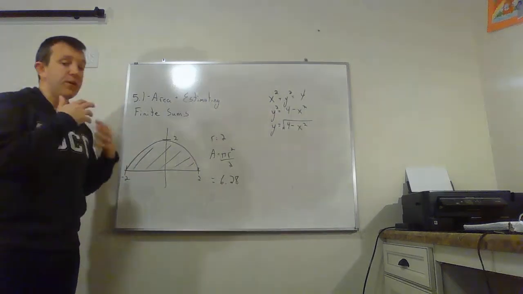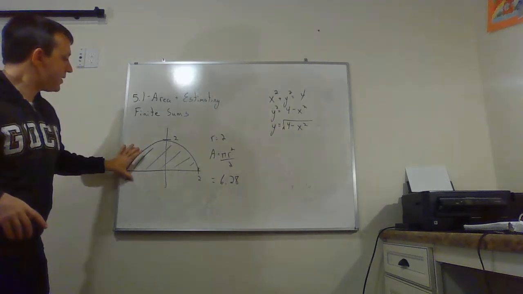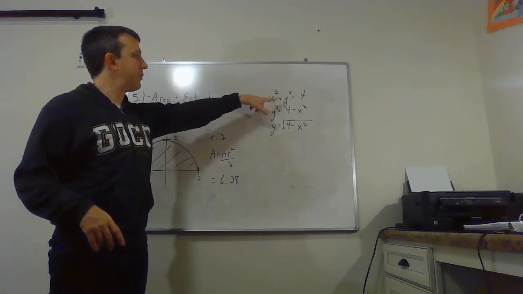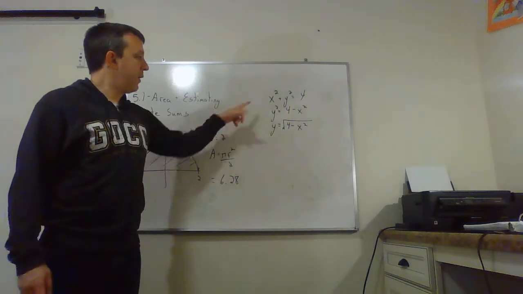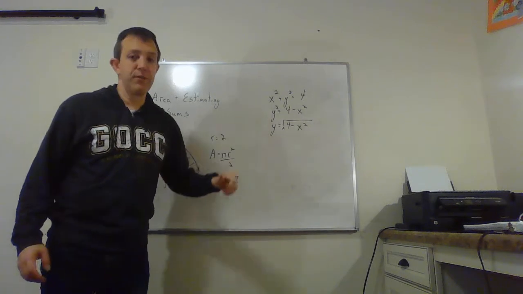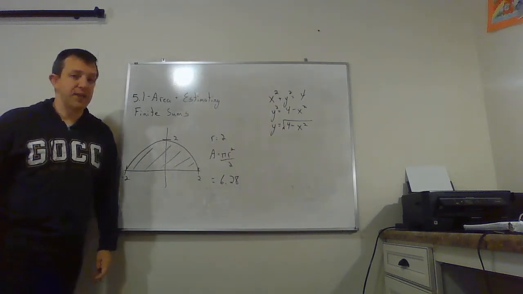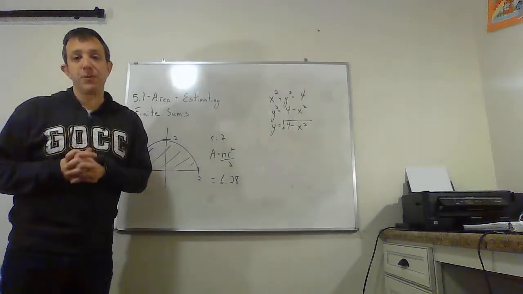So we're going to work on estimating it, and see where that takes us. The equation for this semicircle will be x squared plus y squared is equal to 4. When I solve for y, I subtract the x squared from both sides and then take a square root. We're just looking at the top of the circle, so it's just a positive square root, y equals the square root of 4 minus x squared. So that's the equation we're going to be working with.